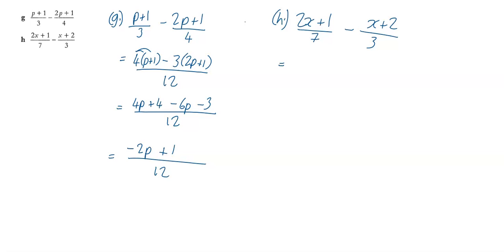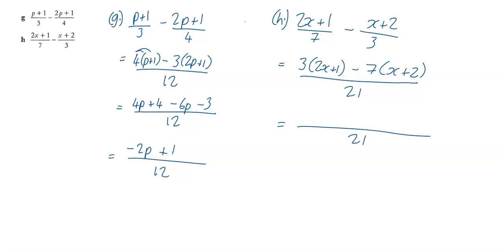Okay, part H. We're subtracting sevenths and thirds. Our common denominator is going to be 21. The 7 needed to be multiplied by 3, so its top line gets multiplied by 3. Likewise over here, the 3 needs to be multiplied by 7, so its top line gets multiplied by 7. So the whole top line becomes 3 upon 2x plus 1 minus 7 upon x plus 2.